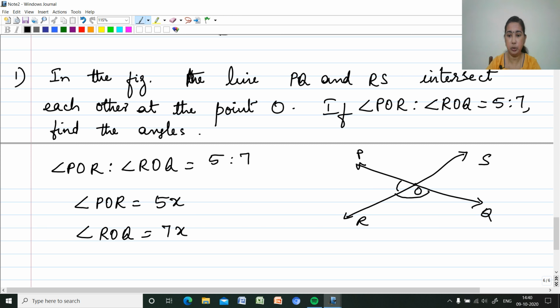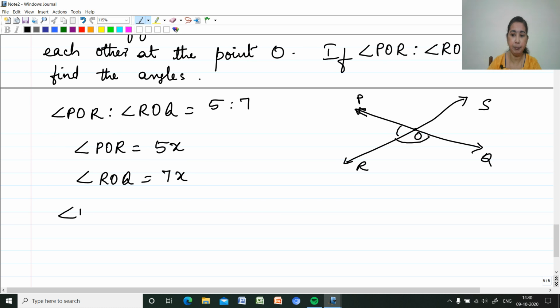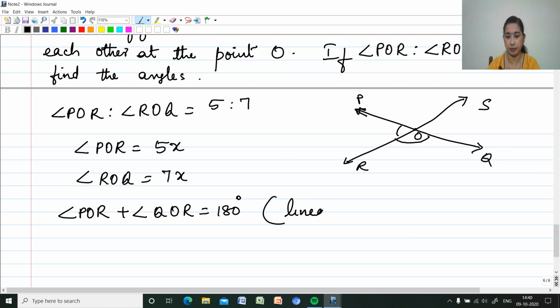Also we know that POQ is a straight line, so the total angle sum will be 180. So what can I write? Angle POR plus angle QOR is equal to 180 degrees. What is the reason? Linear pair.